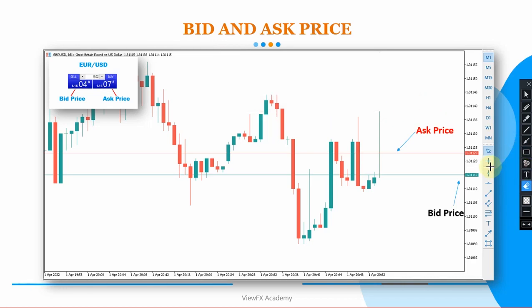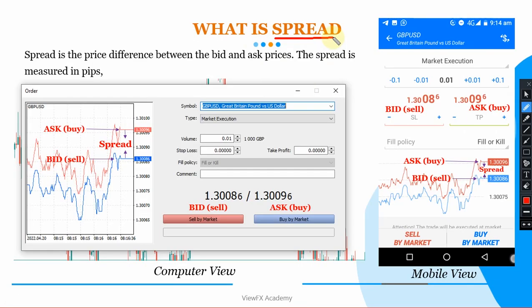From your trading platform, MT4, MT5, or whatever trading platform you're using, there's something we call the ask and the bid price. We're going to see what this tells us about the forex market. What is spread? Spread is the price difference between the bid and ask price. The spread is measured in pips.